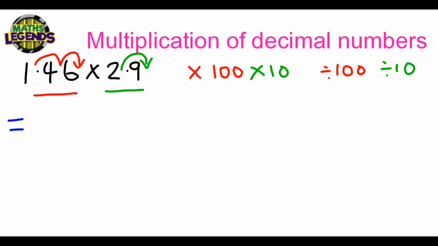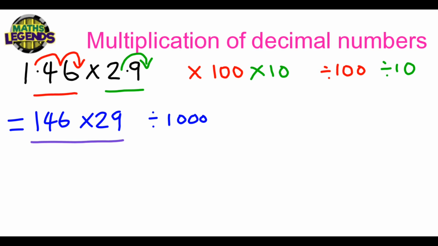This then simplifies to 146 times 29 divided by 100 divided by 10. But we can simplify this further and write this as divide by 1000, as 10 times 100 is 1000. We then multiply this using the grid method. So the first number has 3 digits, so we're going to draw 3 lines.